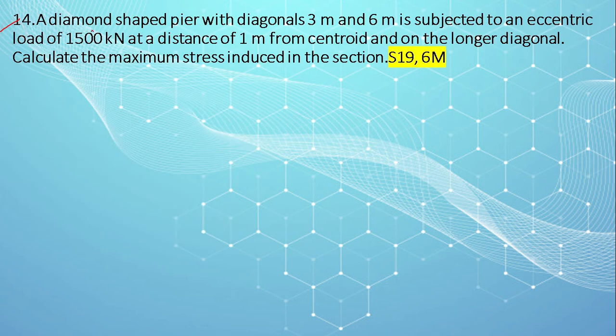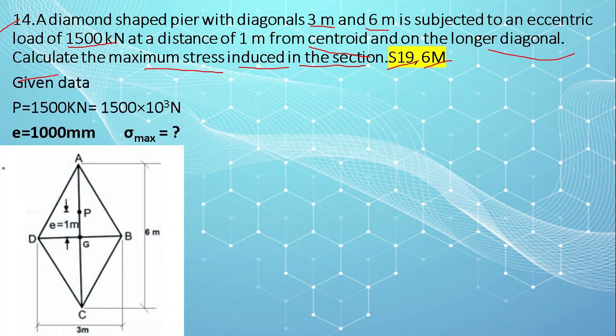Problem number 14. A diamond shaped pier with diagonals 3 meter and 6 meter is subjected to eccentric loading of 1500 kN at a distance of 1 meter from centroid and on the longer diagonal. Calculate maximum stress induced in a section. This question was asked for 6 marks in summer 19 paper. They have already given this figure. Our eccentric load 1500 is acting on the longer diagonal.